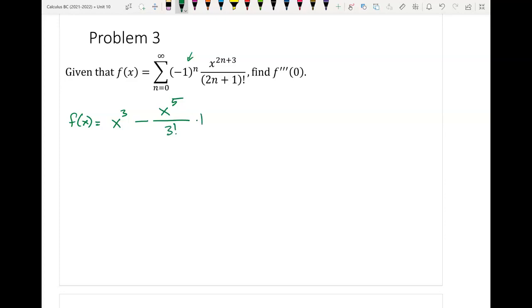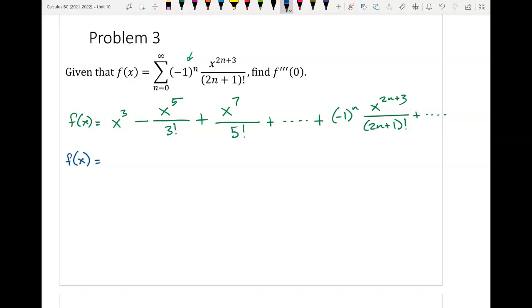All right, alternating goes now back to positive. Let's get, let's say, n equals 2, right? So that would be 2 times 2 is 4, plus 3 would be 7, so x to the 7th, over 2 times 2 is 4, plus 1 would be 5 factorial. All right, I think that's good. Let's write in that general term here, x to the 2n plus 3 over 2n plus 1 factorial, and dot dot dot. Okay, let's do our first derivative.